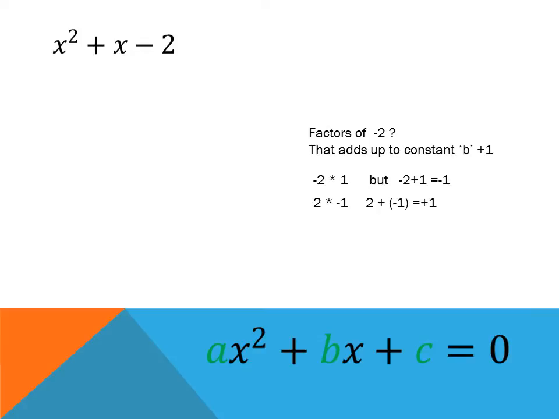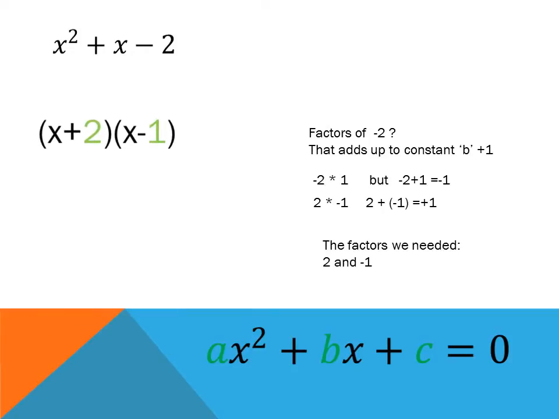Let's try the other way around. If we multiply 2 times negative 1, we get negative 2 still. That's what we need, but when you add those two together, we'll have an answer of positive 1, which is what we need. So the factors we needed are 2 and negative 1, and that's our final answer: x plus 2 times x minus 1.